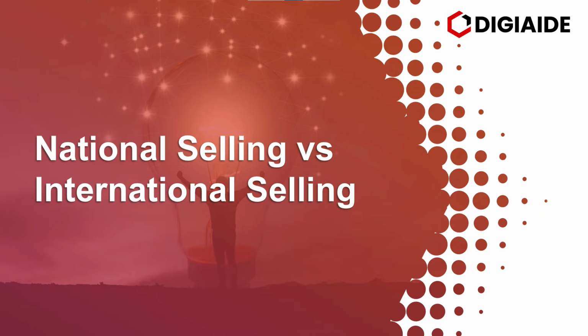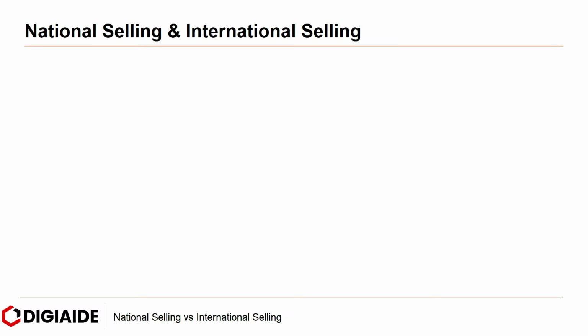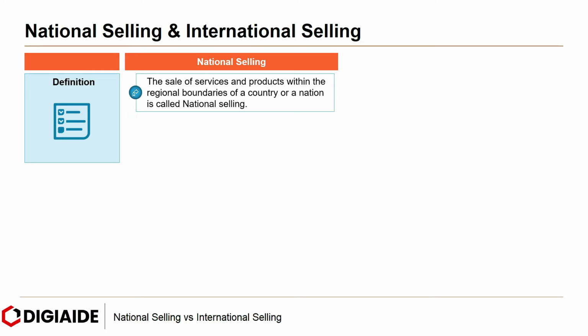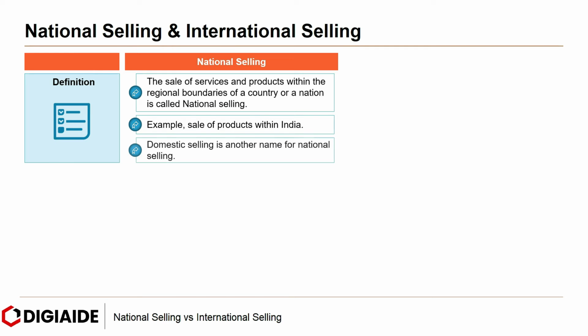In this video, we are going to cover the topic on national selling versus international selling. Let's start with the differentiation. Let's begin with the definition. National selling: the sale of services and products within the regional boundaries of a country or a nation is called national selling. For example, sale of products within India. Domestic selling is another name for national selling.